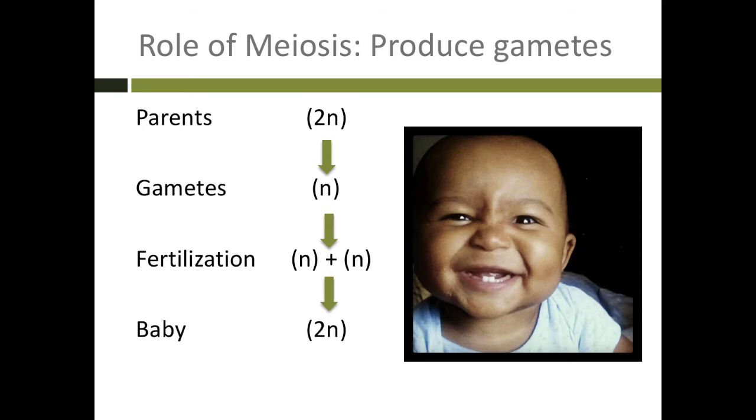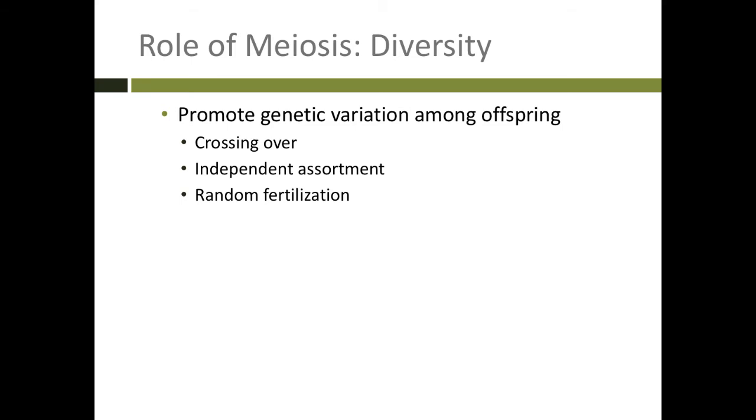There are two important roles for meiosis. The first is to produce the gametes for sexual reproduction. The gametes must be haploid, so when they meet up and fertilize another gamete, the resulting offspring is diploid. The second role for meiosis is to create diversity in the species. This diversity helps the species survive by making sure that each individual is a little bit different. There are three mechanisms for creating diversity: crossing over, independent assortment, and random fertilization.